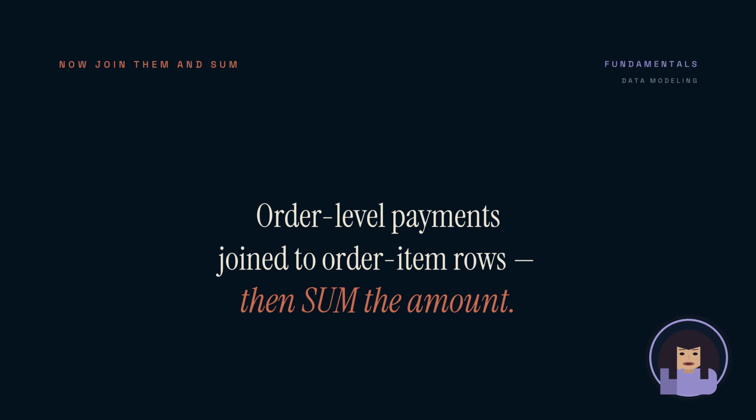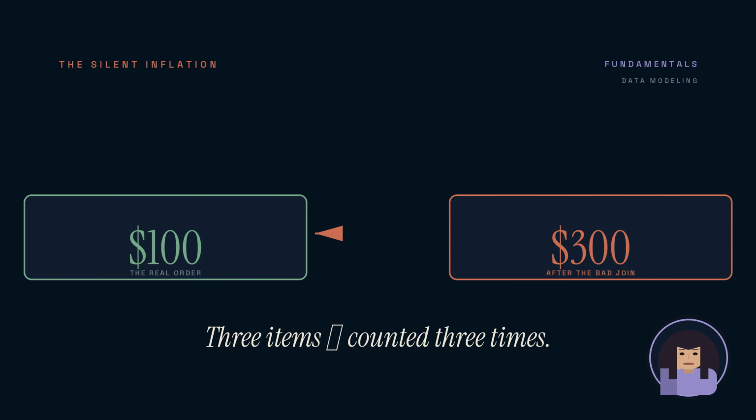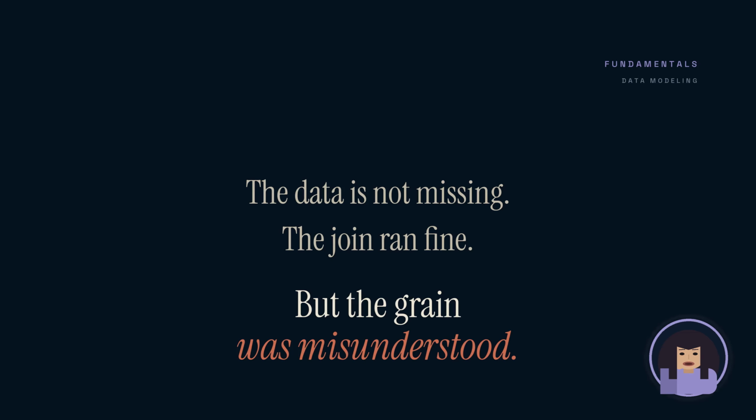The data is not missing. The join may even run successfully, but the grain was misunderstood. This is why many data problems are not really SQL problems. They are grain problems. A good grain statement should be precise.